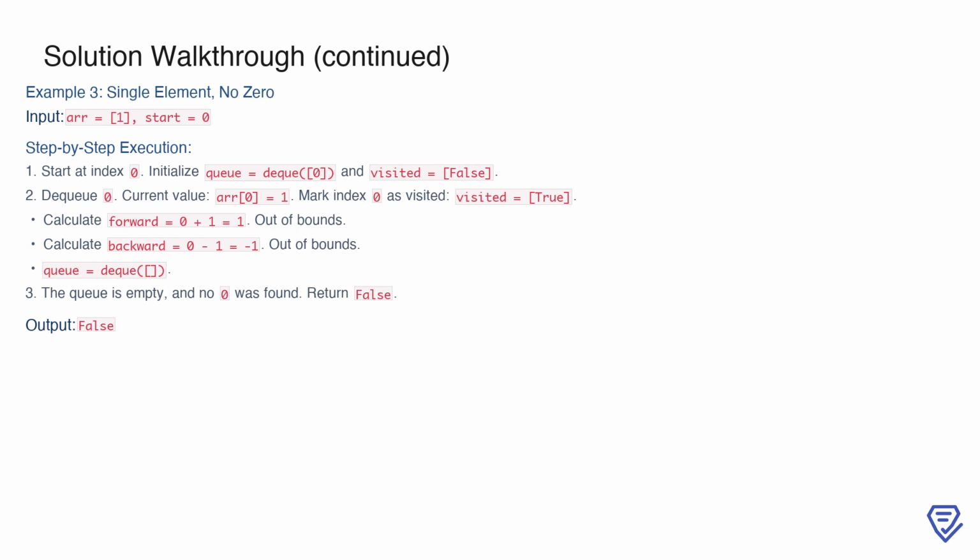Calculating forward moves to index 1, which is out of bounds, while backward moves to index -1, which is also out of bounds. With no further indices to explore, the queue becomes empty. Since we've exhausted all possibilities without finding a 0, we return false. This example illustrates that it's not always possible to reach a 0, particularly when the array lacks a 0 entirely.